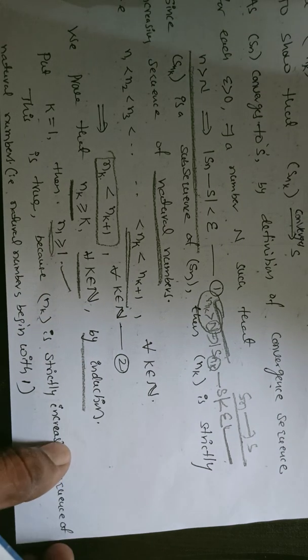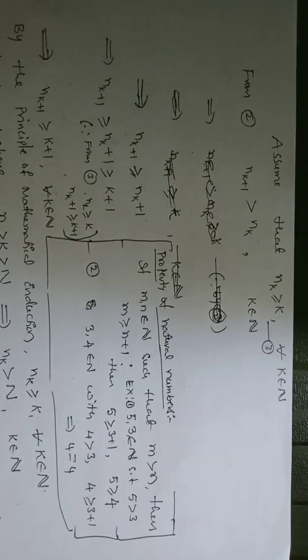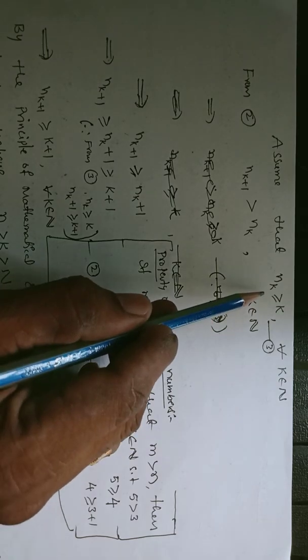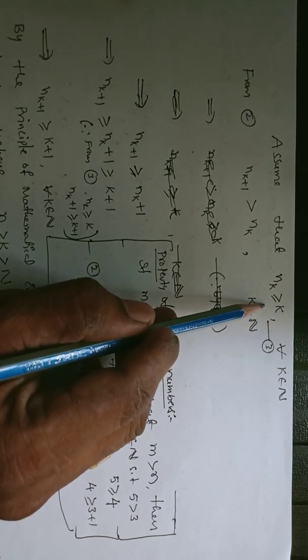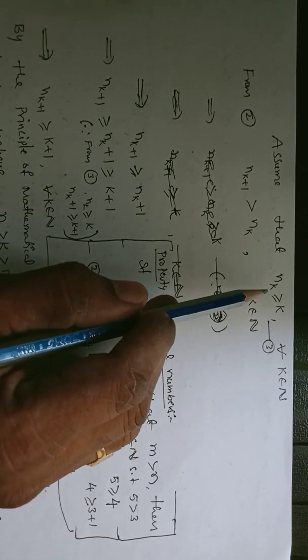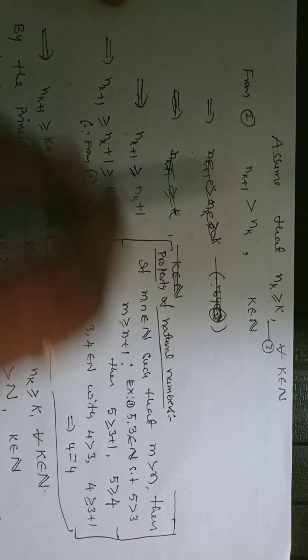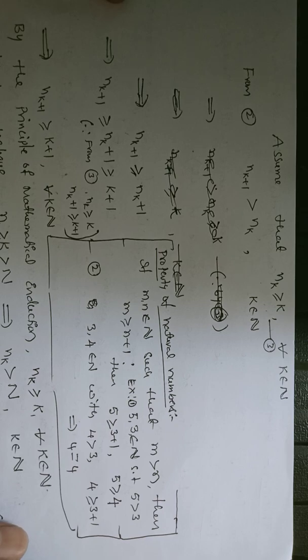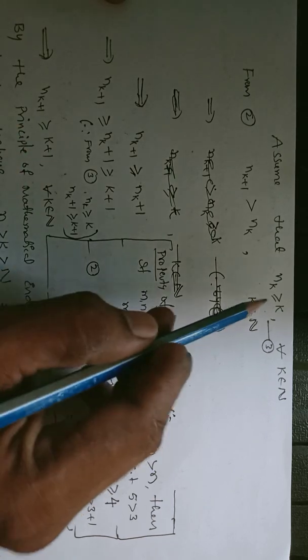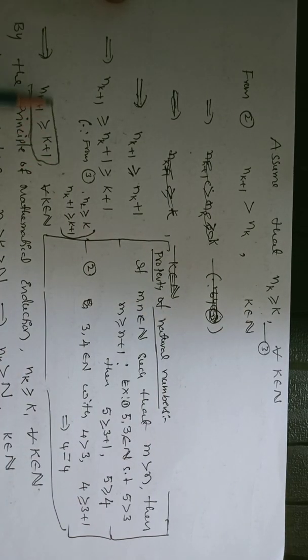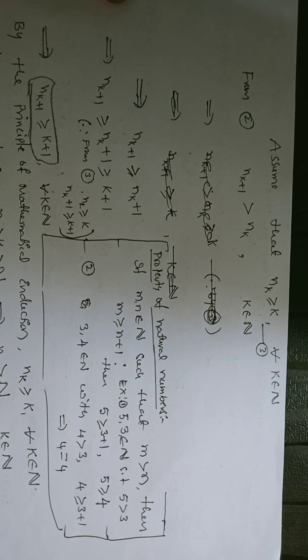Now assume that nk is greater than or equal to k. Assume that this result is true for k: nk greater than or equal to k. Then we are going to prove by the induction method that nk plus 1 is greater than or equal to k plus 1. I am going to prove this result.